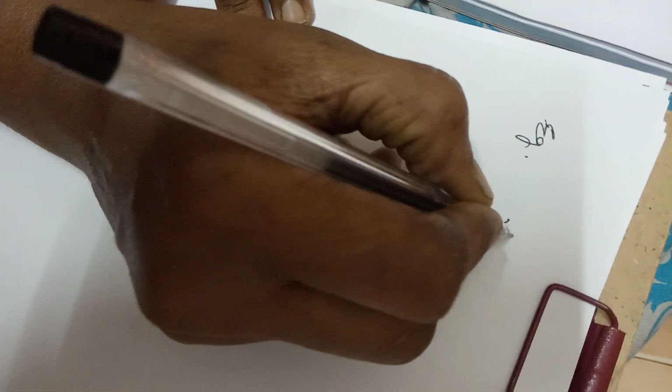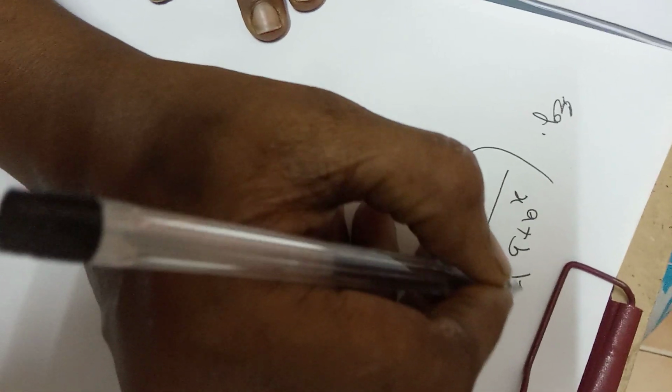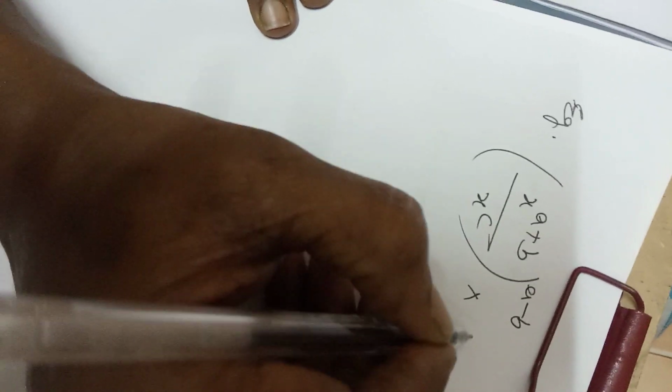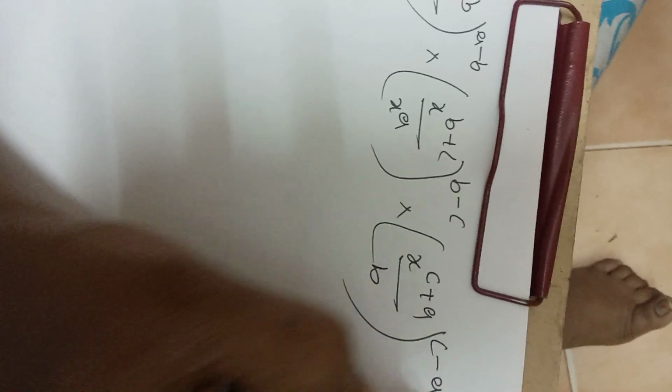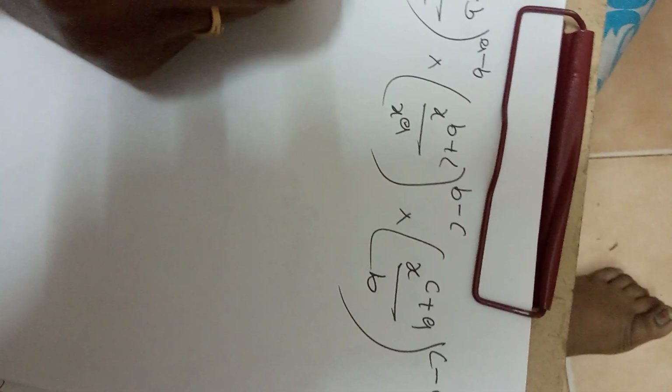One more example we'll do. X to the power of (a plus b) by x to the power of c, raised to the power a minus b. X to the power of (b plus c) by x to the power of a, raised to the power b minus c. X to the power of (c plus a) by x to the power of b, raised to the power c minus a, is equal to 1, which we have to prove.